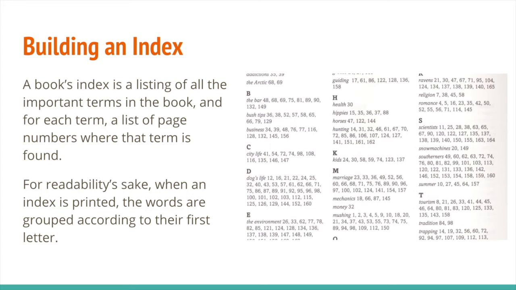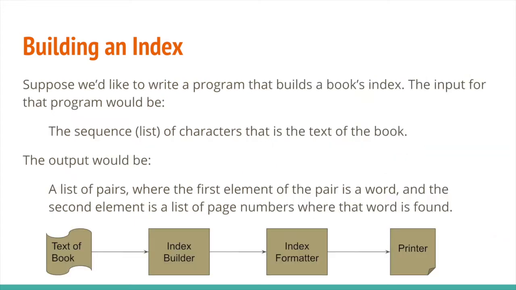We know what an index is. It's a listing of all the important terms in the book, and for each term, a list of page numbers where that term is found. Purely for readability's sake, when an index is printed, the words are grouped according to their first letter. Suppose we'd like to write a program that builds a book's index.